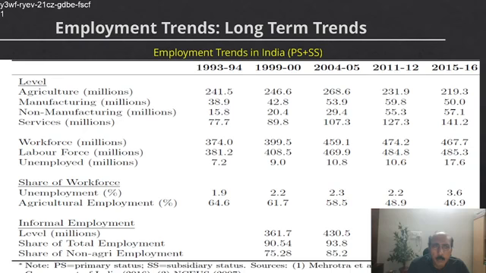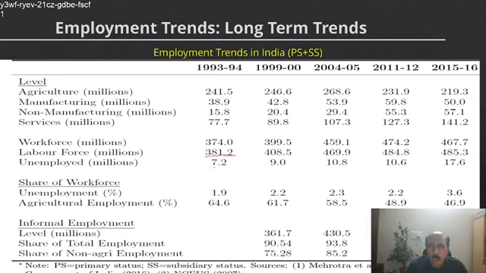If you look at the table, you find that agriculture, which is the largest employer of the working force in India, is employing 241. First, look at the total labor force available. 381 million is the total workforce available in 1994, which becomes 408 million, 469 million, 484 million, and then 485 million. This is the total labor force available. And you see that in the last years, the labor force is almost stagnant.